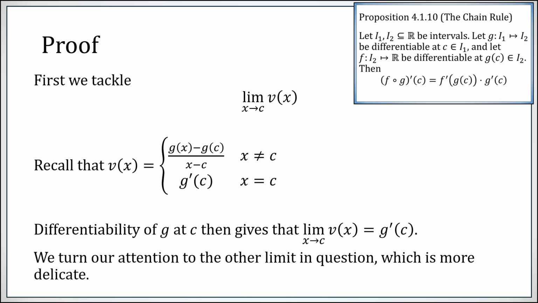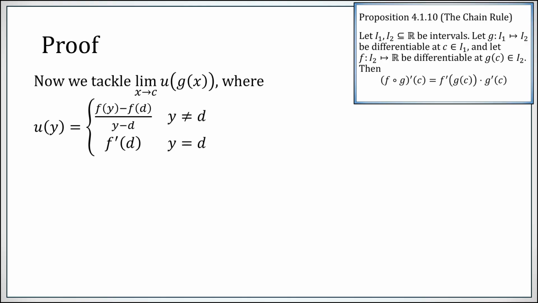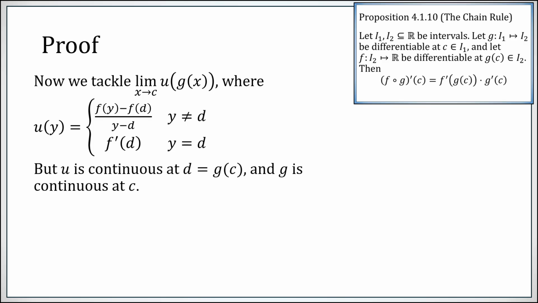Now let's take the other limit that we needed to compute. Specifically, we need to take the limit as x approaches c of u of g of x. Here was our definition of the function u. Now remember that u is continuous at d, d is equal to g of c, and g is continuous at c, because g has a derivative at c.